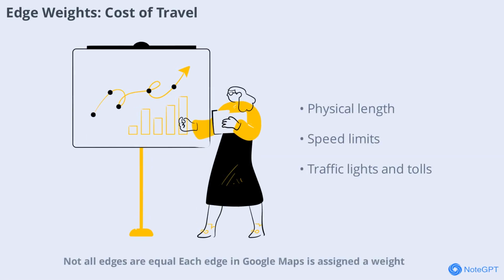Not all edges are equal. Each edge in Google Maps is assigned a weight representing the cost of traveling that path. These weights can be based on physical length, speed limits, traffic lights, or toll booths. The goal is to minimize the cumulative weight, ensuring the fastest or most efficient route. By assigning weights, Google Maps can prioritize routes that are quicker, safer, or more convenient for the user.